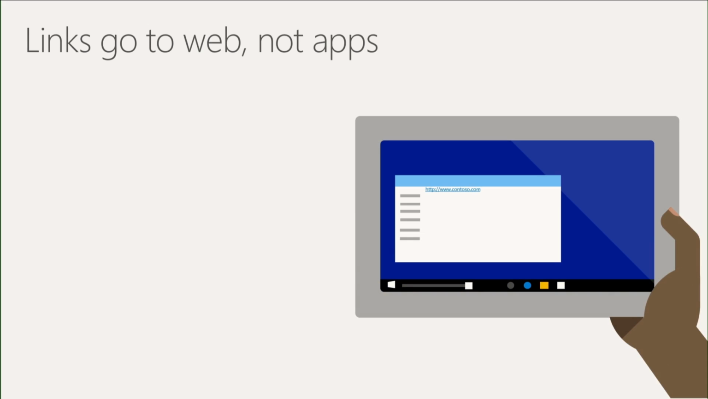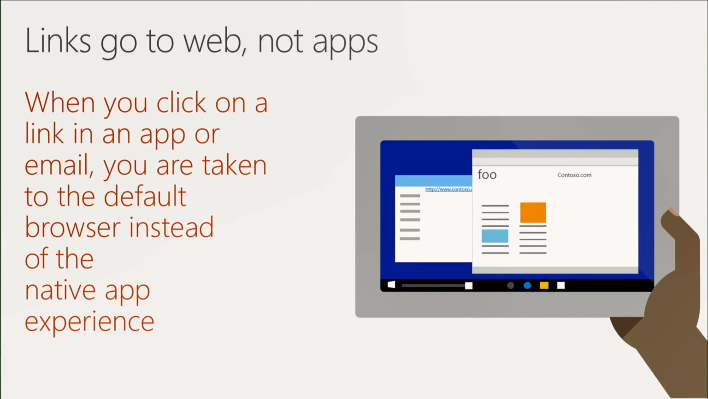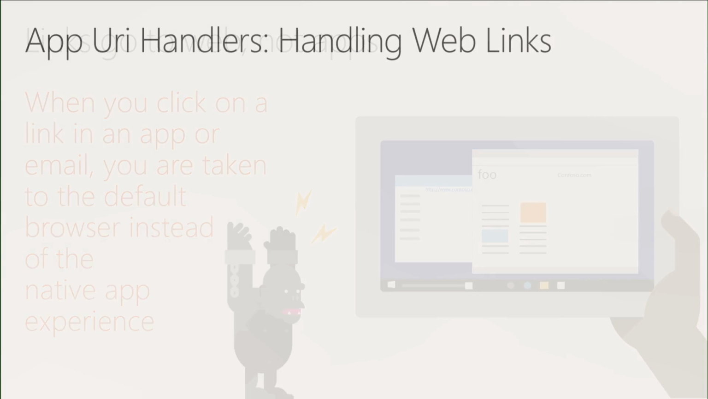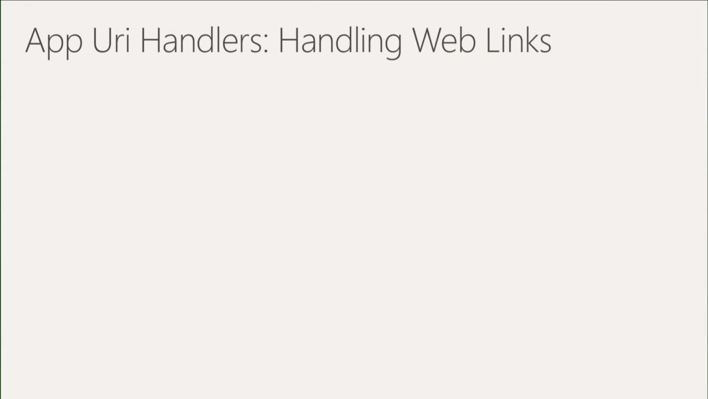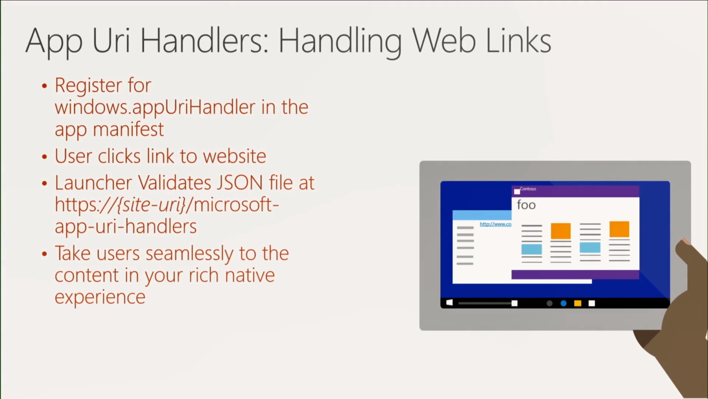So the point here is that links go to the web, not to apps. You open the email with a link and it opens the website. So this is a really annoying scenario where basically the wrong thing happens. It opens up in the browser instead of the native app experience. So we wanted to make that easy to change. And of course, this just ends up with user frustration, and we want to make sure that our users are happy. So we've got this thing called web links, which is just fixing this problem, basically.